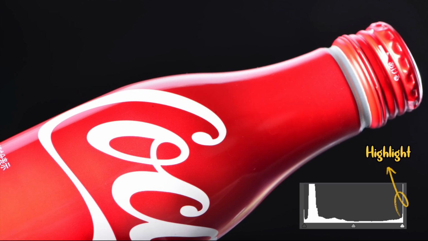So overexposure is actually defined as highlight happening at the wrong place. So when highlights fall in the wrong place of your pictures, your viewers will perceive it as overexposure.